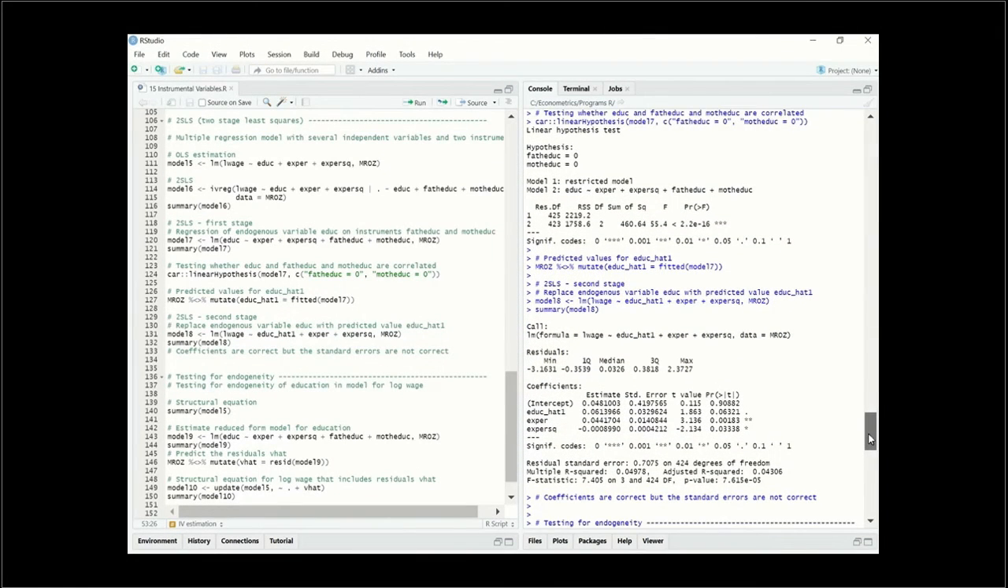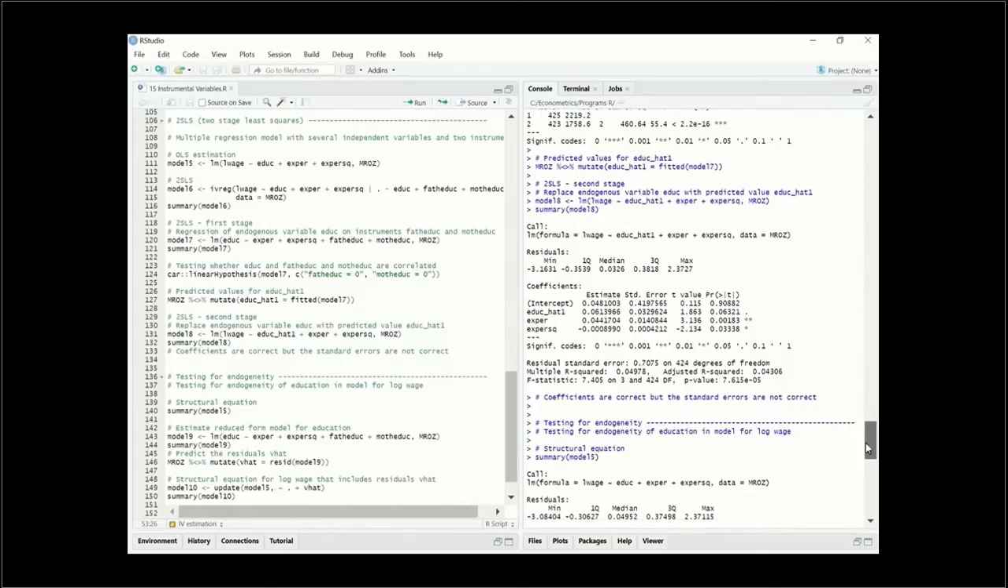Okay, so moving on, what we're going to be doing next is getting the predicted values for education, which we would call education hat 1. These are the fitted values from model 7 that we estimated up here. We're going to call it education hat 1 to distinguish it from the previous education hat that we had.